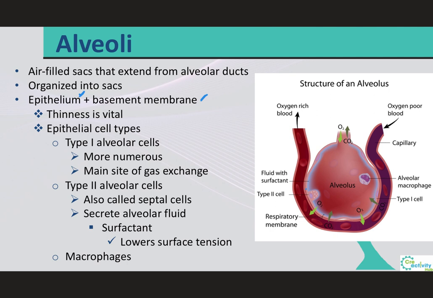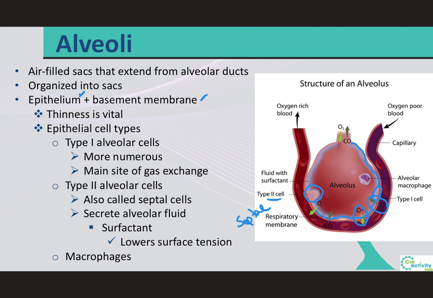Now, this epithelium will consist of two types of cells, what we call type 1 alveolar cells, which are more numerous, and the type 2 alveolar cells. Type 1, they're the ones that will form a nearly continuous lining of the alveolar wall, and they are the main sites of gas exchange. On the other hand, the type 2 alveolar cells, which are also called septal cells, will secrete this alveolar fluid, which will keep the surface between the cells and the air moist.